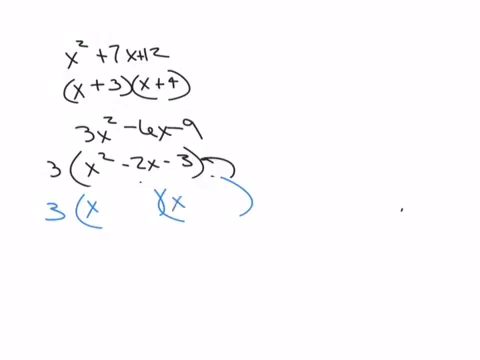X and X, and I know it's a 3 and a 1, but I need to get a -2. So -3 times 1 is -3. -3 plus 1 is -2. So there was my answer. So that's what we did in 6.2.